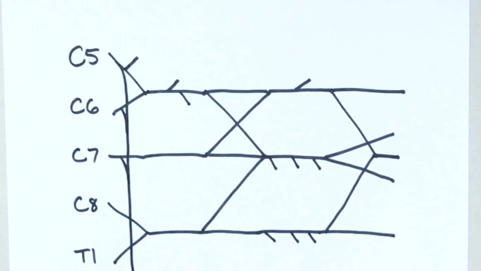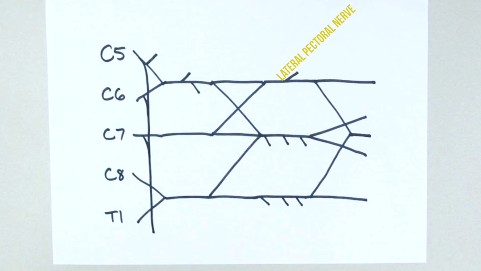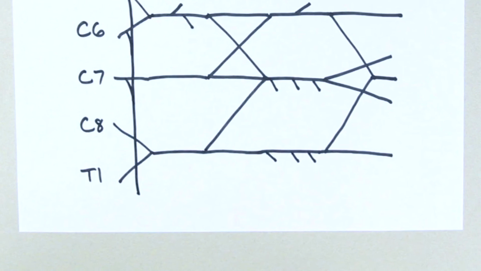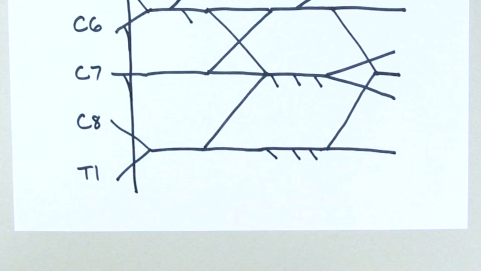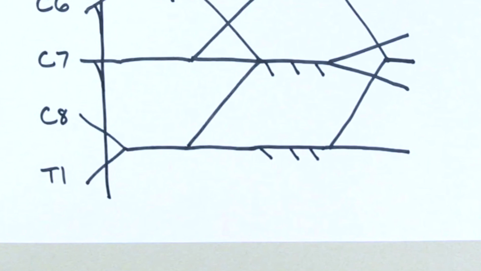And then for the lateral pectoral nerve and the medial pectoral nerve, both of those innervate the pectoralis major muscle, but the medial pectoral nerve is the only one that innervates the pectoralis minor muscle. In fact, the medial pectoral nerve pokes through the pectoralis minor muscle to innervate the pectoralis major muscle on its deep surface, and it's a good landmark for finding that nerve.